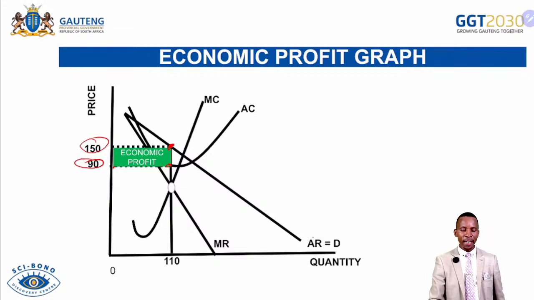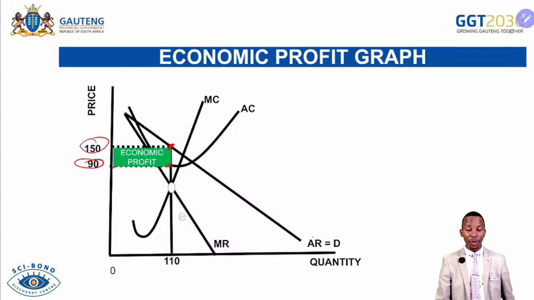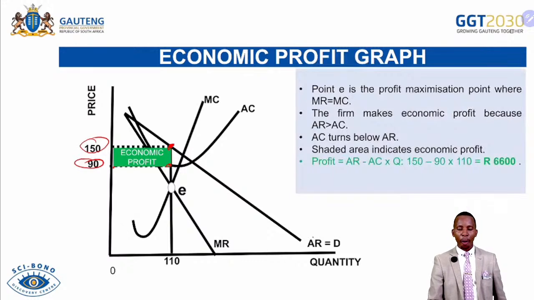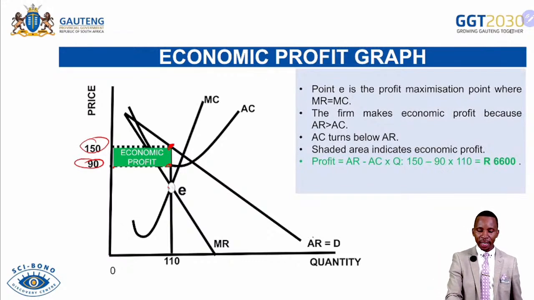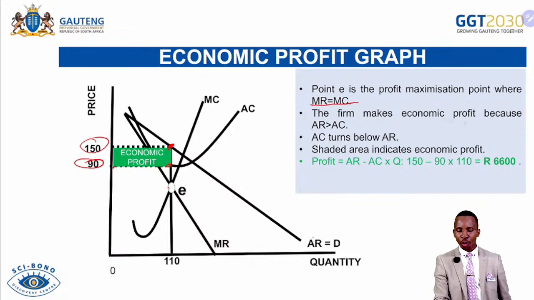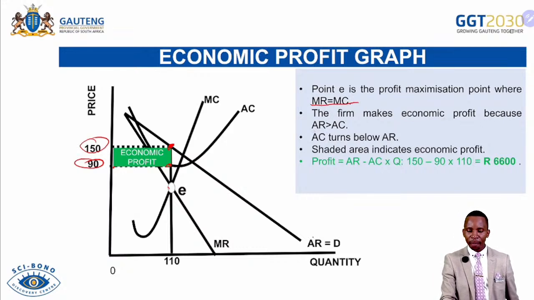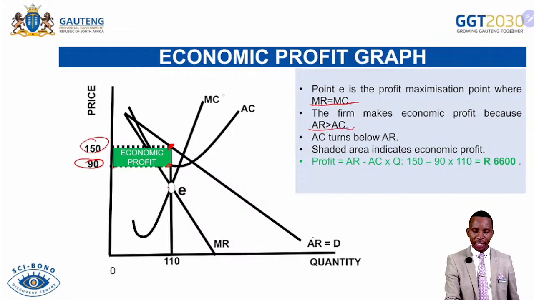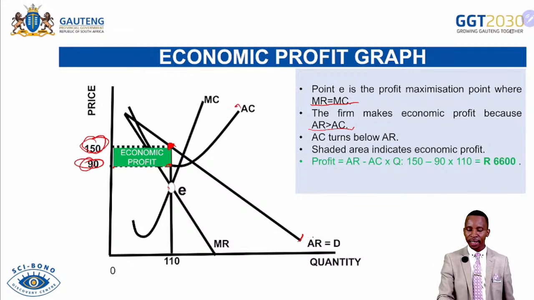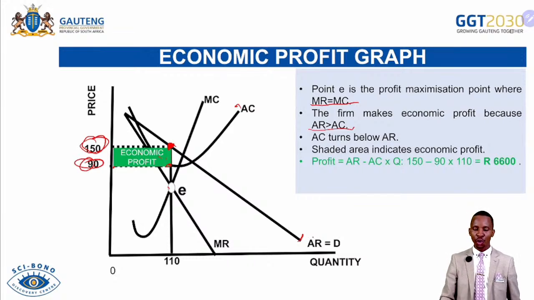And then there's a point in there where MR equals MC, which indicates the profit maximization. There you go. In the interpretation, point E indicates the profit maximization where MR equals MC. The firm makes economic profit because AR is more than AC. You can see AR here, there is AR. It is more, it's 150, then AC is lower, it's 90. Then the firm is making supernormal profit. And then the shaded area indicates economic profit. There is a shaded area indicating that this distance is for the supernormal profit.